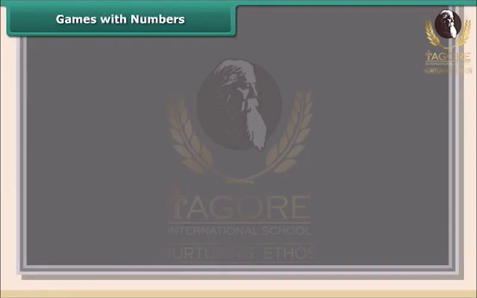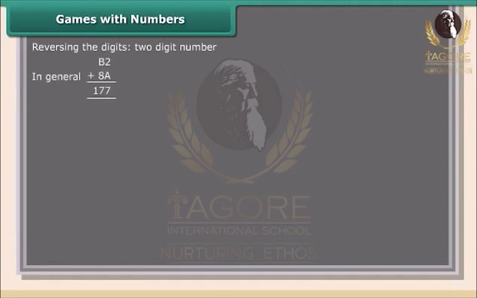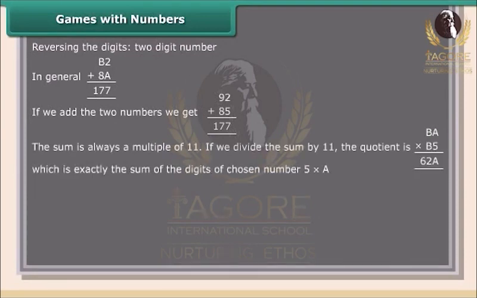Games with numbers. 1. Reversing the digits, two-digit number. In general, B2 plus 8A is 177. If we add the two numbers, we get 92 plus 85 is equal to 177. The sum is always a multiple of 11. If we divide the sum by 11, the quotient is exactly the sum of the digits of the chosen number.